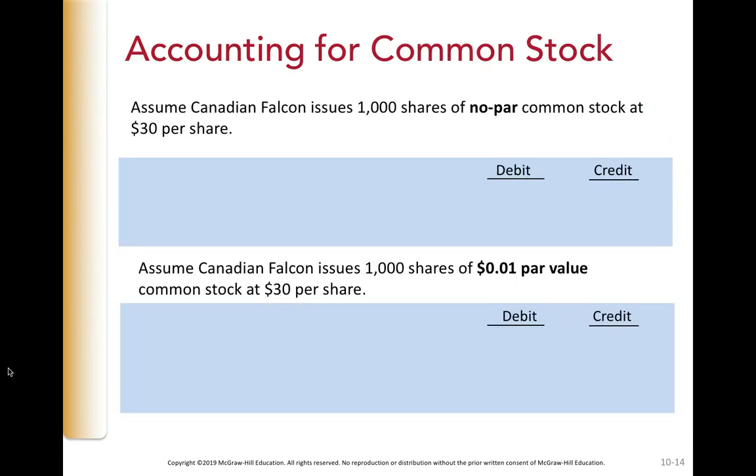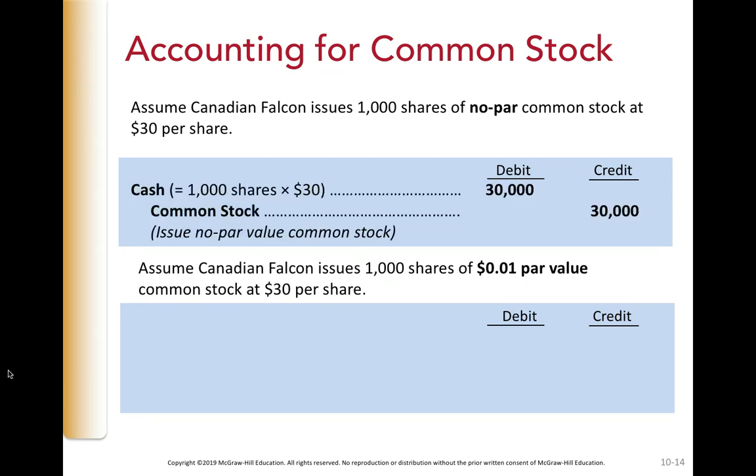Let's look at some accounting for common stock. Assume that Canadian Falcon issues 1,000 shares of no par common stock at $30 per share. When they issue this with the no par, they're just going to debit cash for the increase in cash for 1,000 shares at $30 a share, so debiting cash for $30,000. And they're going to credit common stock for the same amount, the $30,000. This is what it looks like when you issue no par value common stock.